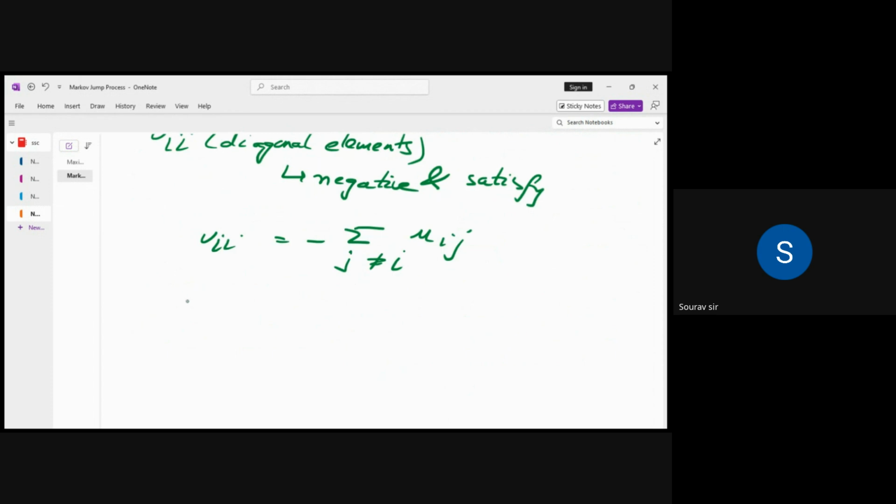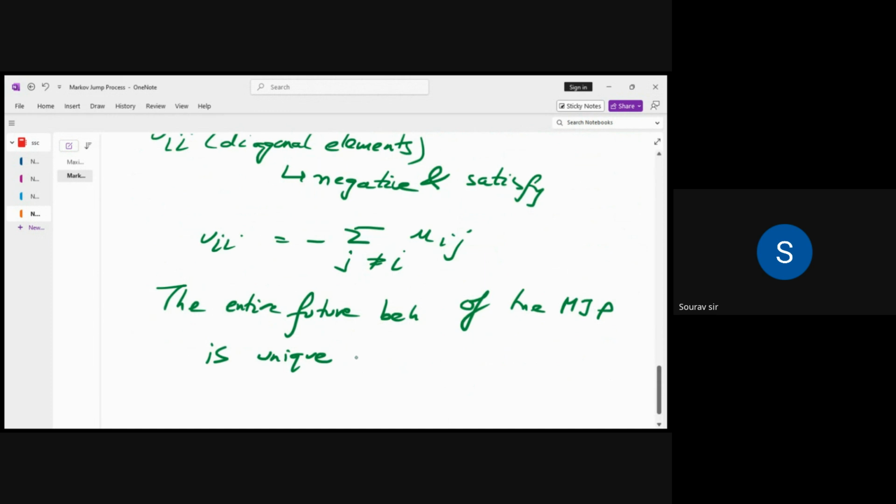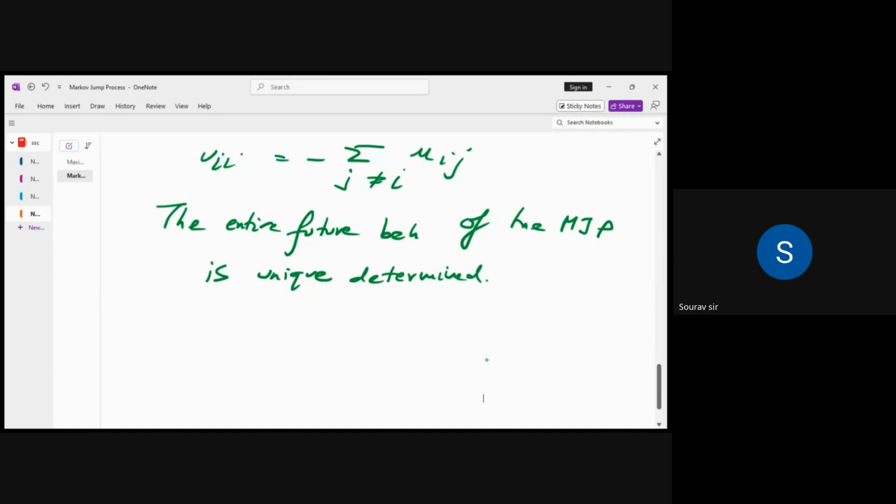Because once the transition rate matrix A is specified, the entire future behavior of the Markov jump process is uniquely determined. Like in linear algebra, you have a system of linear equations and you get either a unique solution, no solution, or an infinite number of solutions. Kind of that.